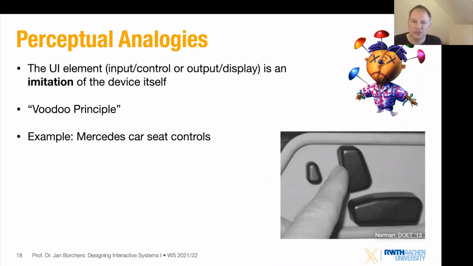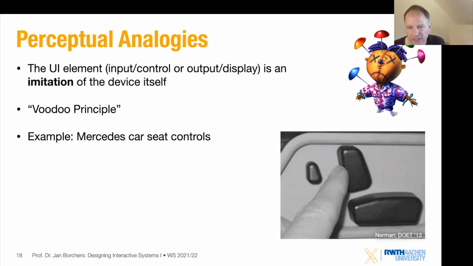Or if you push the seating area up with your fingers on that little control, the actual seating area will raise. Again, it is a first derivative control, right? So as we push, we start a motor that then whirs and starts doing the movement. It's not a direct mapping in that sense. It's a first derivative, but it's a perceptual analogy that's pretty easy to understand once you've seen it.